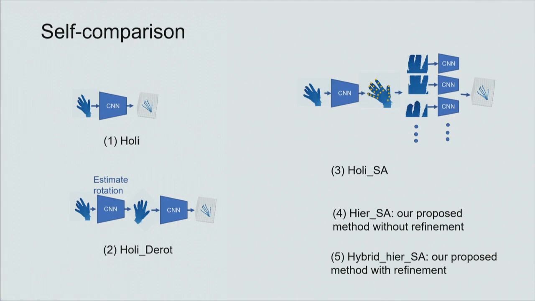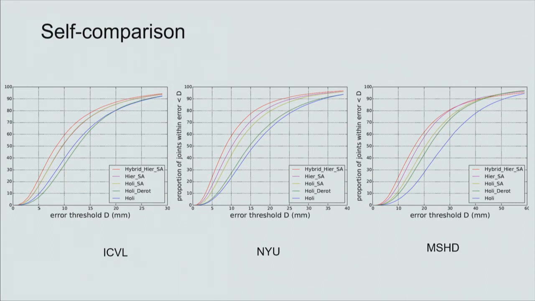Because in our model we have multiple CNNs, we set the size of the baseline CNN, the stored memory size, the same as our proposed method, so the size or the capacity of the CNN is roughly the same. So we can show each component we add improves the performance, on all the data sets.